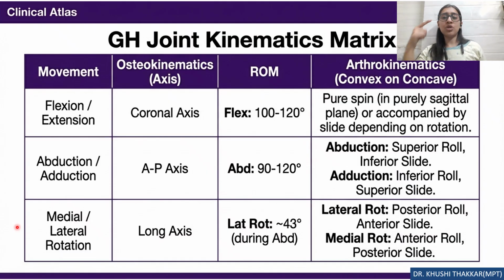Now, always do it by yourself, so you remember it well. And imagine the humerus moving in posterior direction, that is, roll is in the posterior direction and slide is anteriorly. Medial rotation, the roll is anterior and the slide is posterior. Once you remember the concave convex rule, I am very sure you can answer this well.